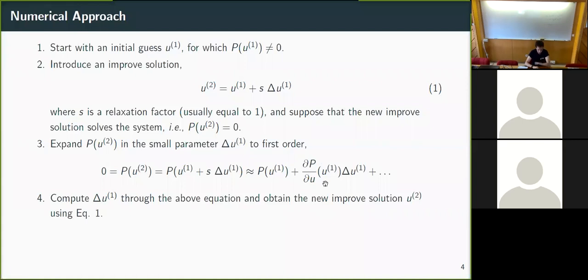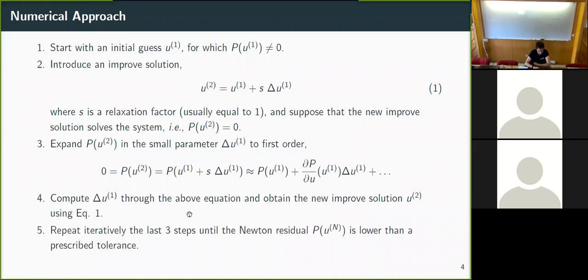And this was what I just said. So you can now use equation 1 to obtain the new improved solution. If you do this iteratively, repeating these last 3 steps until we are below the prescribed tolerance, we should have a good answer for the system of PDEs.